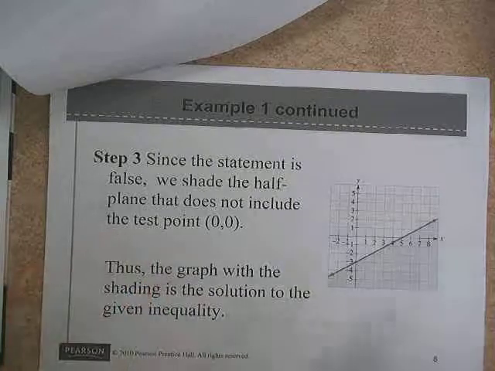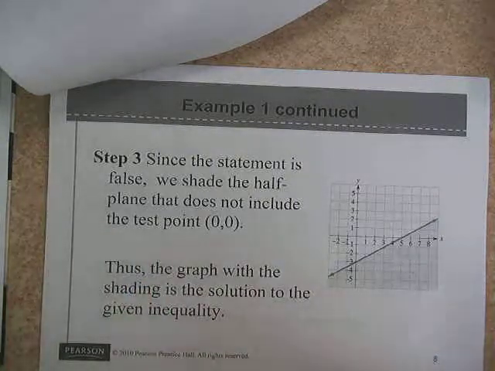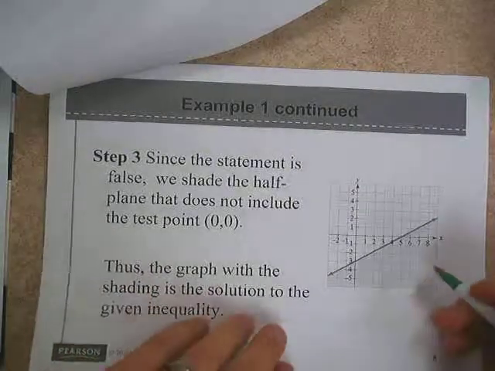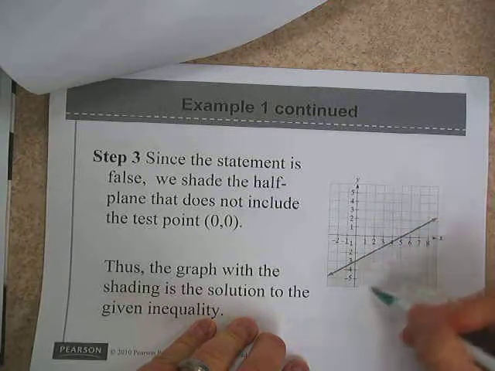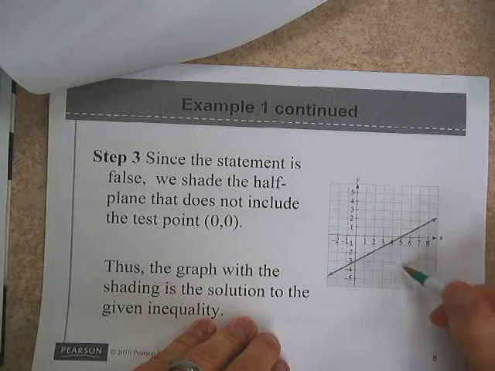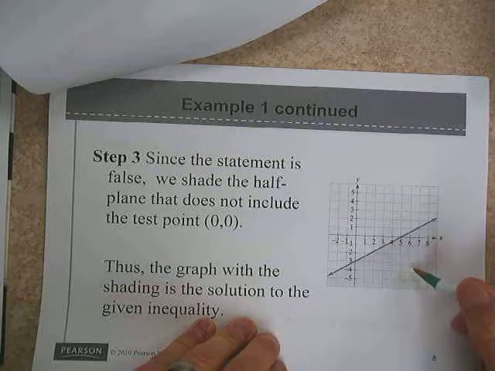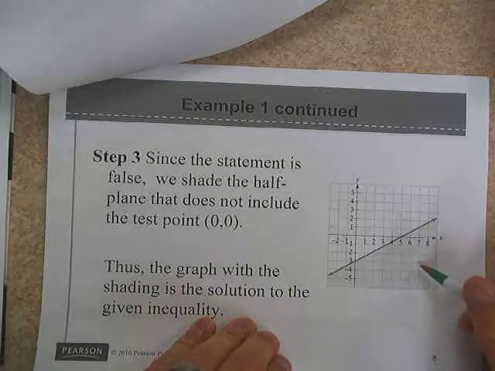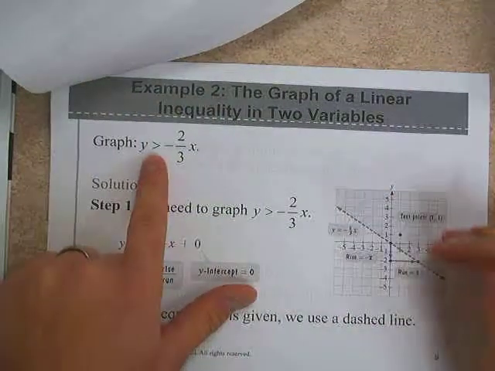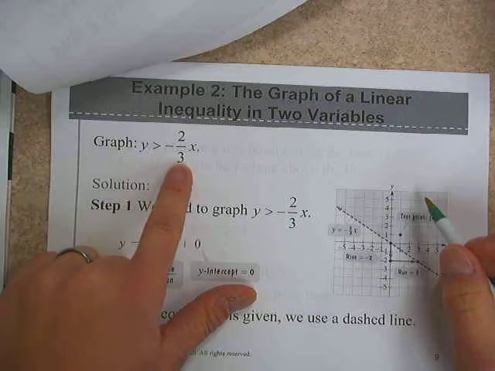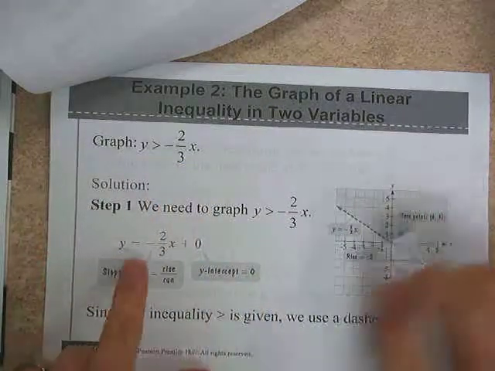It's going to have a line that's drawn solid because of the or equal to, and it's going to have this side of the graph shaded. And this is the answer to our question. Okay. The graph is the answer. And ultimately what we're saying is that anywhere on this line, because it's solid, or anywhere in the shaded region, if I were to pick any point that lies in the shaded region, it's going to make that inequality true. Okay. Now, let's take a look at this one.